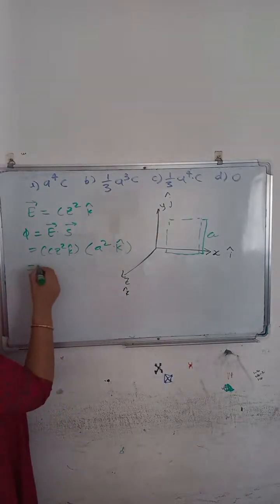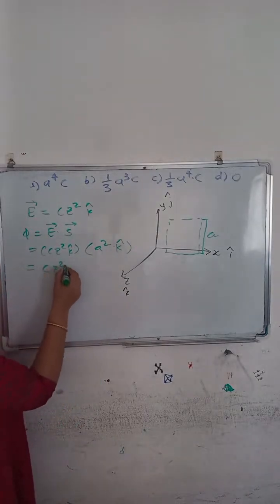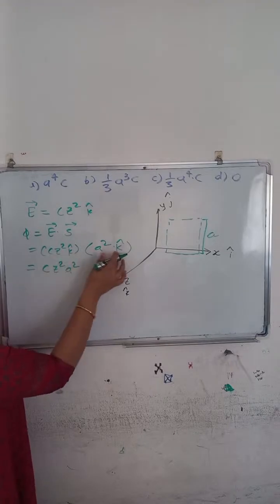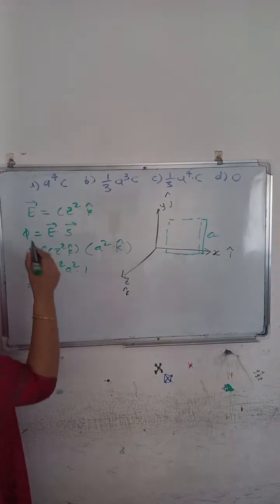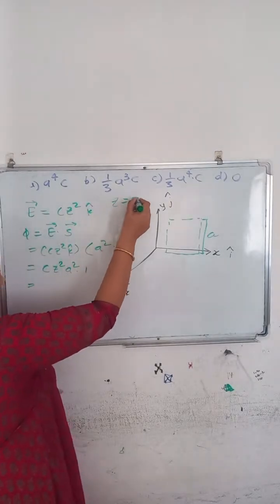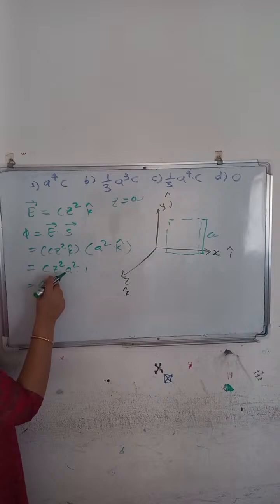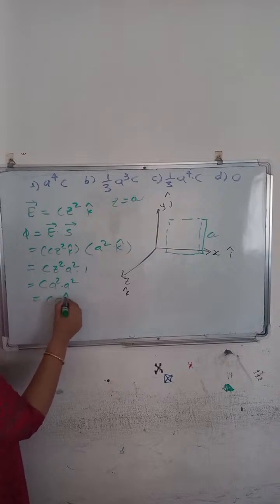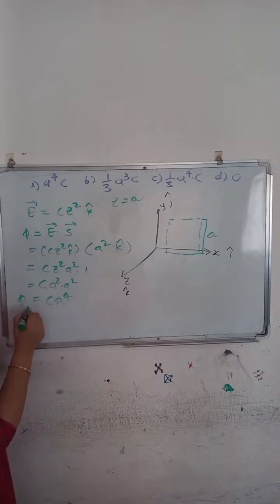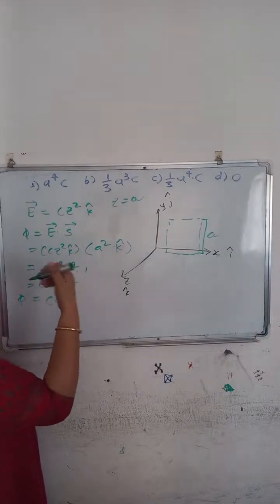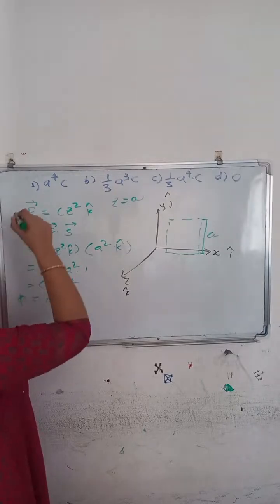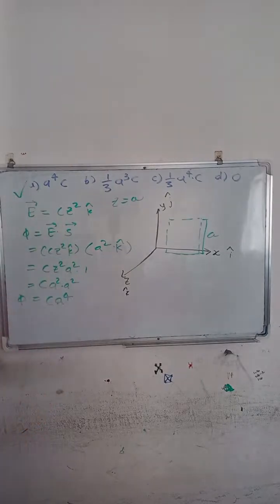So here we can write CZ square into A square, K cap into K cap is 1. And in the question itself z is equal to a. So I will substitute the value for z as a. So a square into a square, that is C a raised to 4, is your flux, and that is also in the k direction, that is z direction. So option A is the correct option.